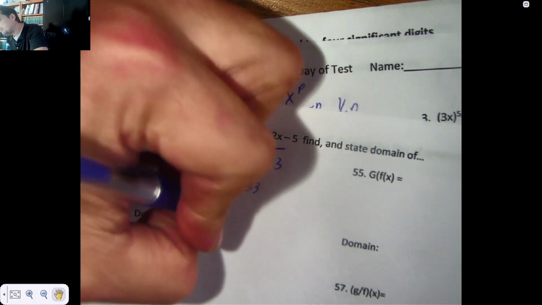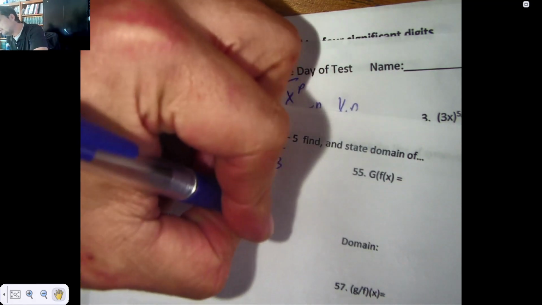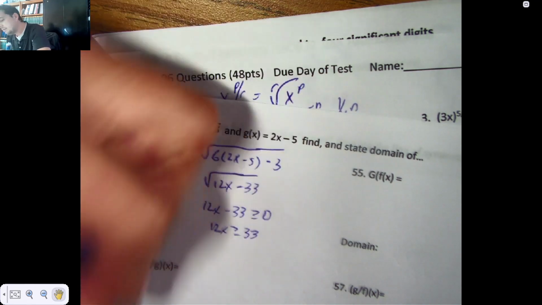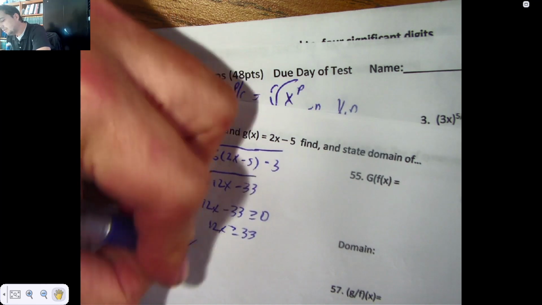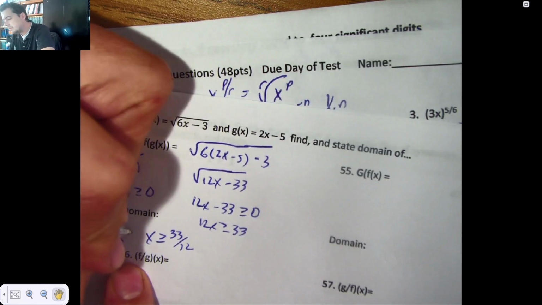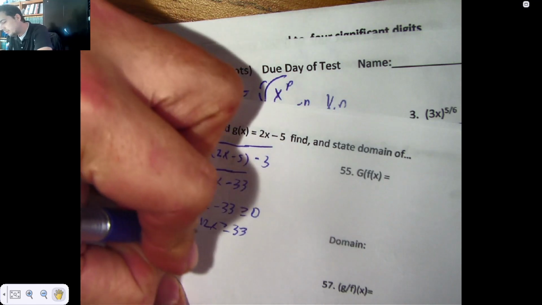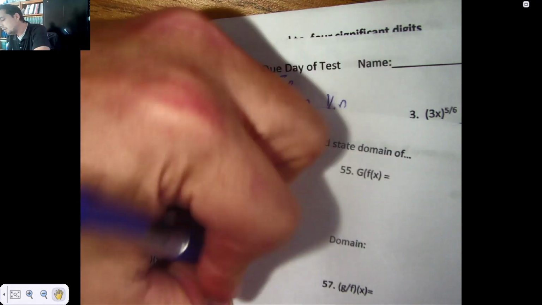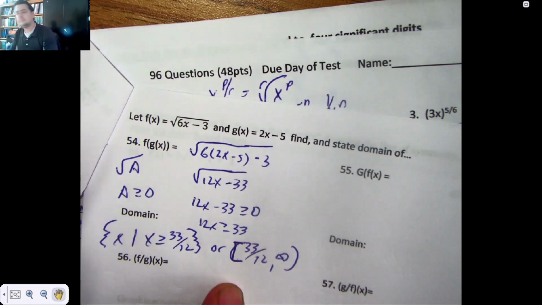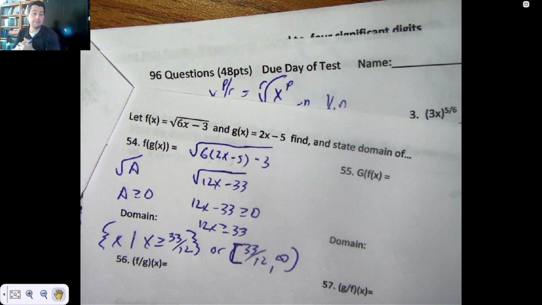So 12x minus 33 has to be greater than or equal to 0. 12x is greater than or equal to 33, and x, which is my domain, by the way, is greater than or equal to 33/12. And I'm just going to go ahead and write that out as set builder. Or I can use interval notation. I could be 33/12. I need a bracket there, don't I? To infinity. Because I had equality.